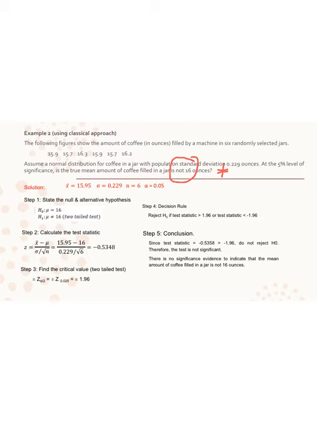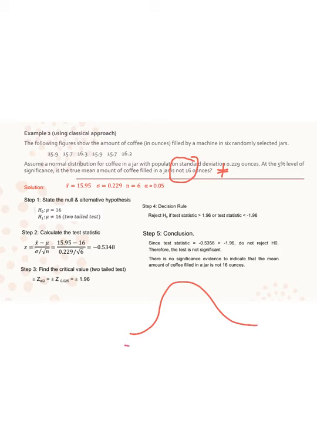Okay, next, third step, find the critical value. Again, since this is a two-tailed test, remember you need to divide alpha 0.05 by 2. So we get 0.025. So this value should refer to the standard normal table. So we get 1.96. And remember again, put plus minus sign because this is a two-tailed test. Now we want to state the decision rule. The decision rule is reject H naught if test statistic is greater than 1.96 or test statistic less than negative 1.96. Okay, why do we come up with this rule?